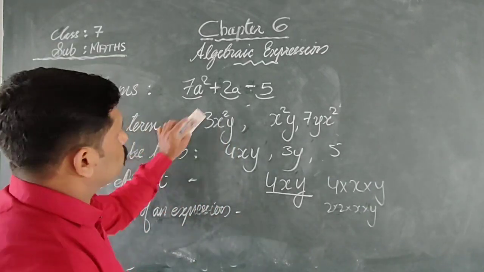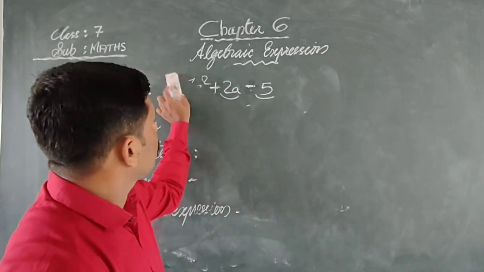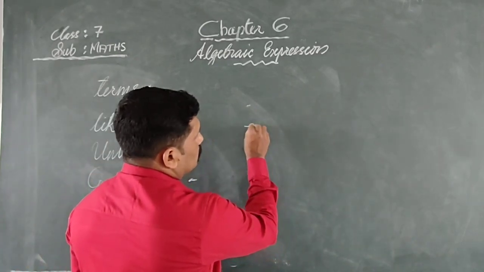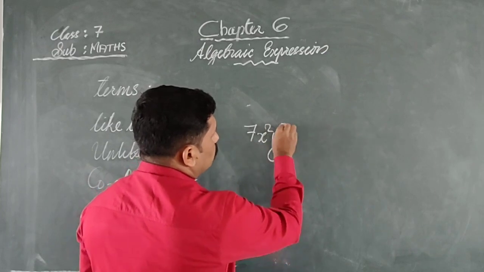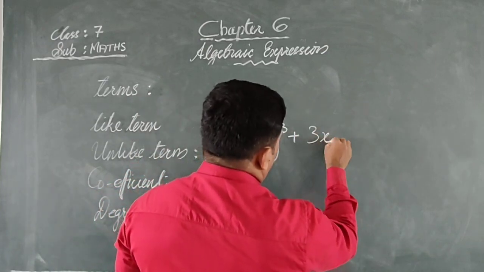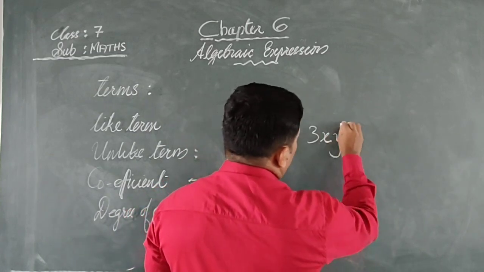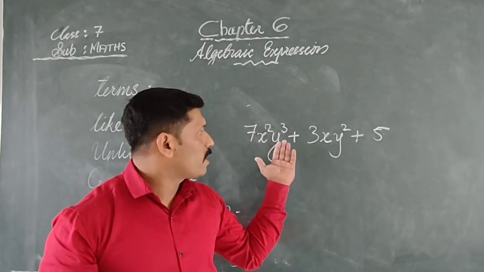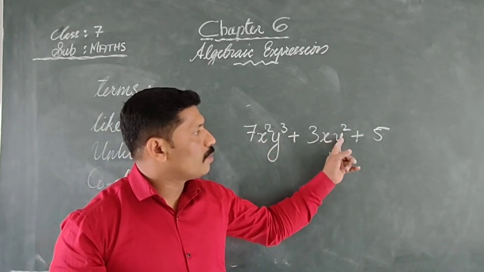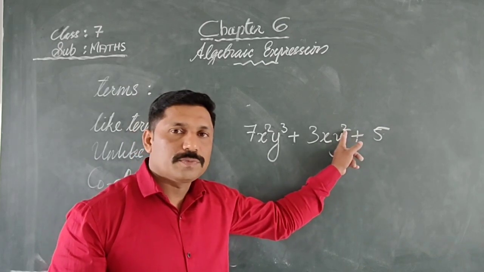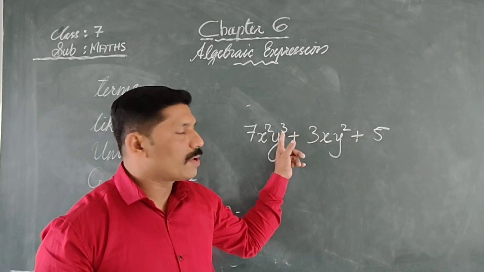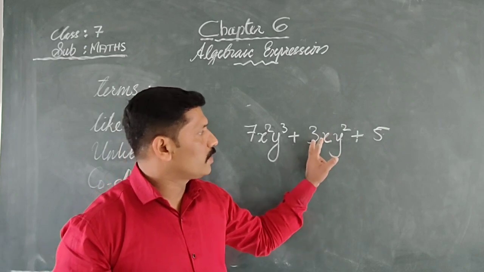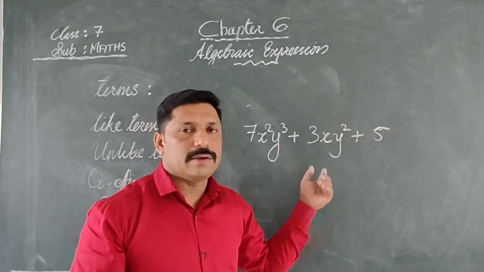What do you mean by degree of an expression? If you take an expression 7x square y cube plus 3x y square plus 1, this is an algebraic expression. If the power is 2, we read it as square, and if the power is 3, we read it as cube. Or we can say 7x power 2 y power 3 plus 3x y power 2 plus 5.